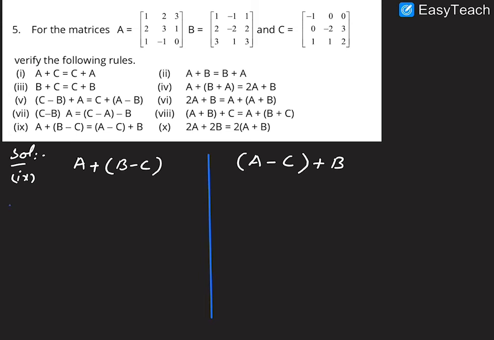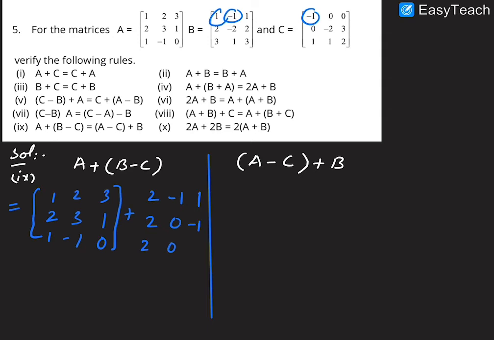So what is A? A is 1, 2, 3; 2, 3, 1; 1, minus 1, and 0. Plus B minus C. B minus C, 1 minus 1 will be plus 1, so it will be 2 here. Minus 1 minus 0 is minus 1. 1 minus 0 is 1. 2 minus 0 is 2. Minus 2 plus 2 will be 0. 2 minus 3 will be minus 1. 3 minus 1 will be 2. 1 minus 1, 0. 3 minus 2 will be 1.